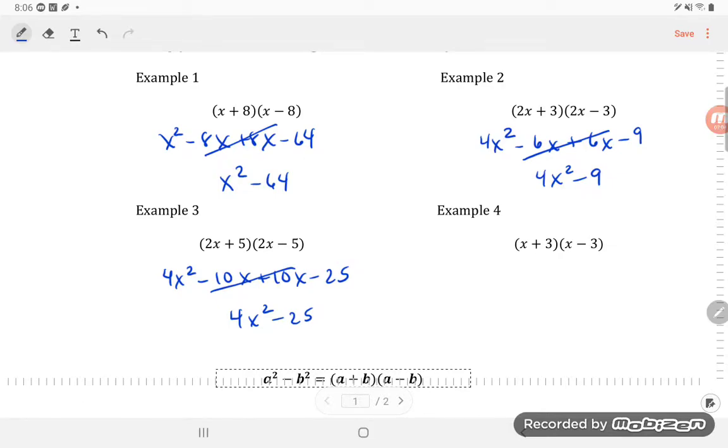Example 4, x plus 3 times x minus 3. Again, we're going to multiply the first terms. X and x is x squared. X times negative 3 is negative 3x. 3 times x is a positive 3x. And 3 times negative 3 is a negative 9. Those middle terms, they're going to cancel. And I'm left with x squared minus 9.